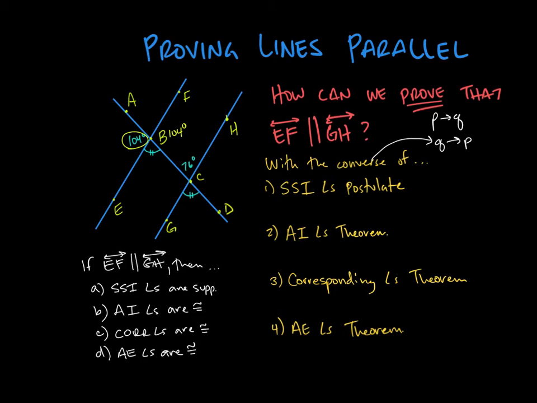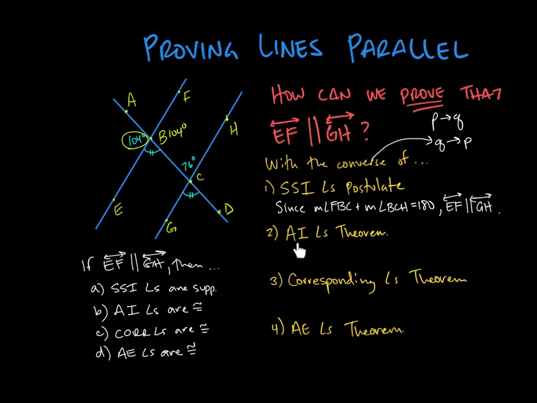And now I can say, since the measure of angle FBC plus the measure of angle BCH equals 180, that means that line EF has to be parallel to line GH, because what I've just shown here is that the same side interior angles are supplementary, and by the converse of this postulate, that means that the lines have to be parallel.